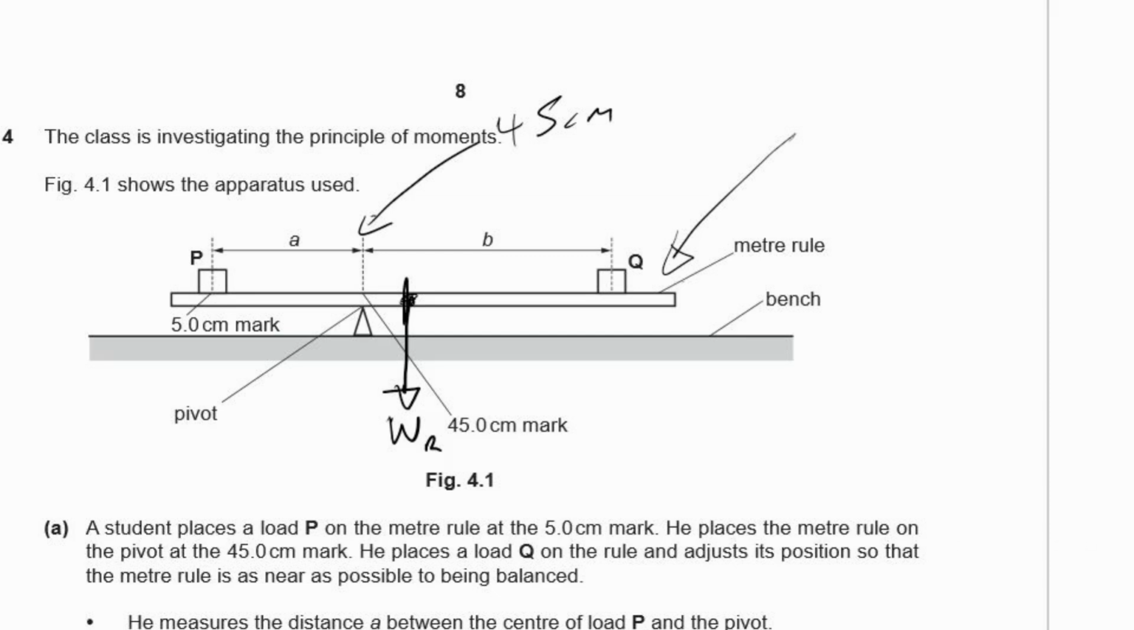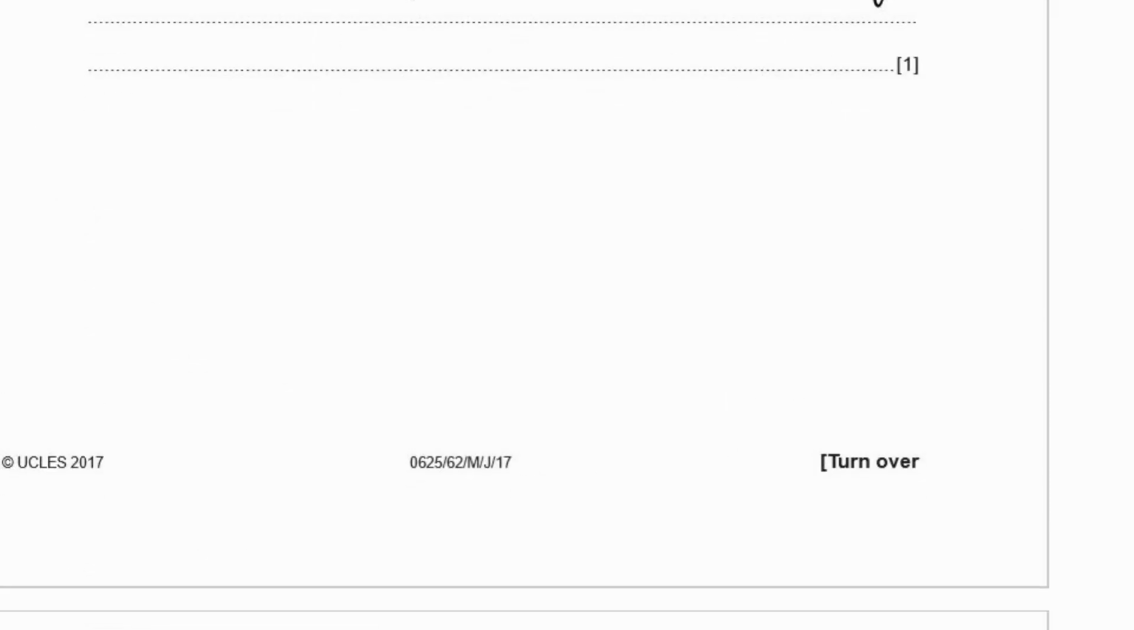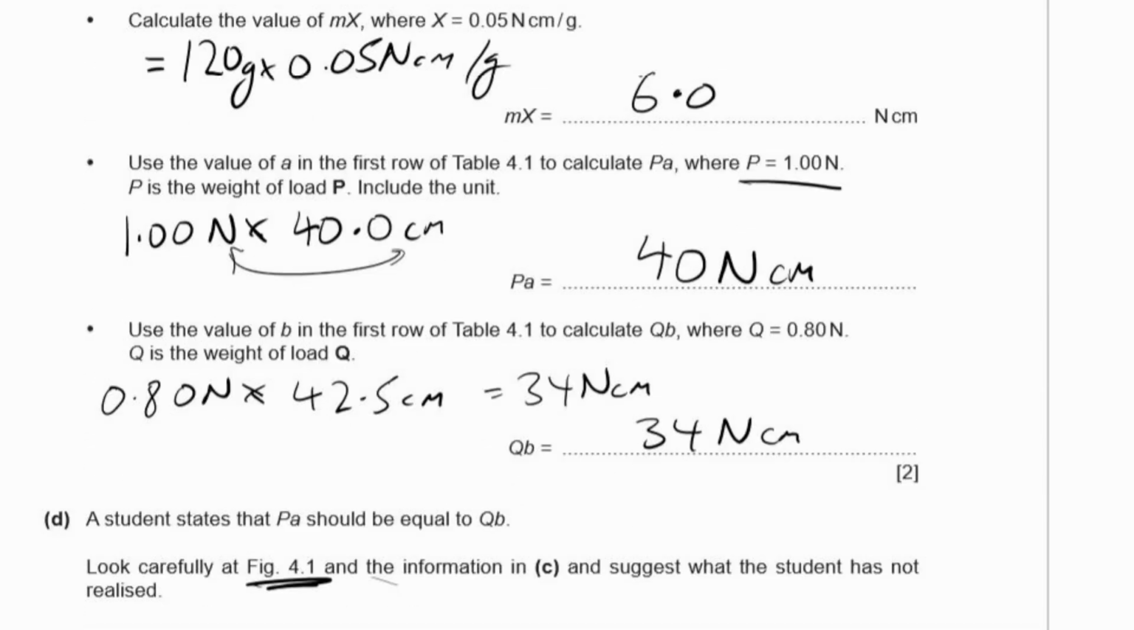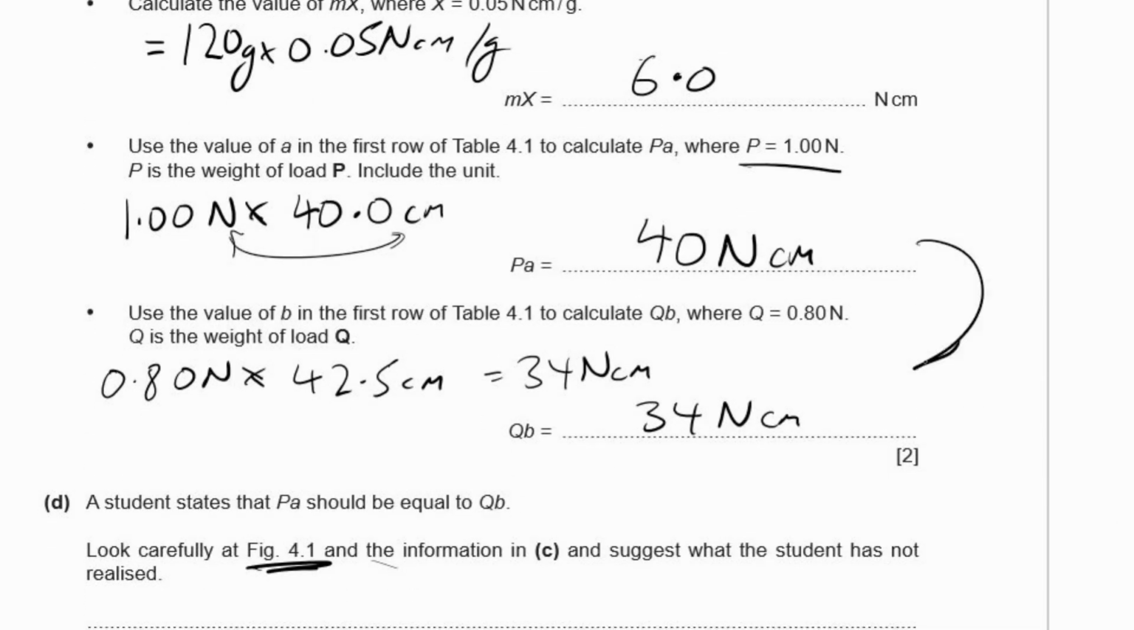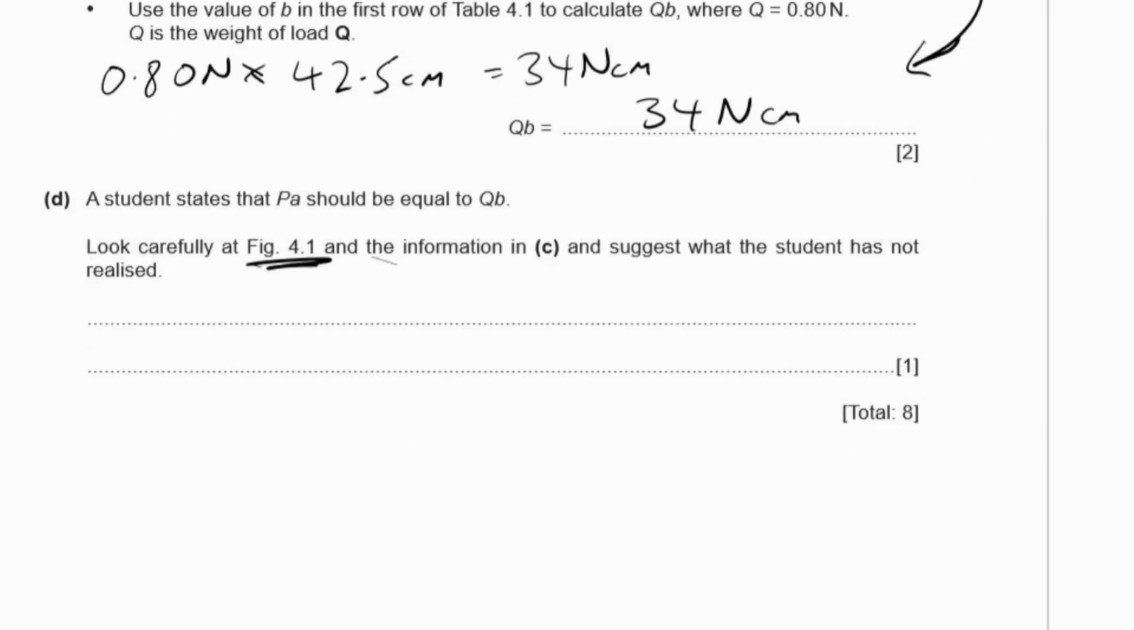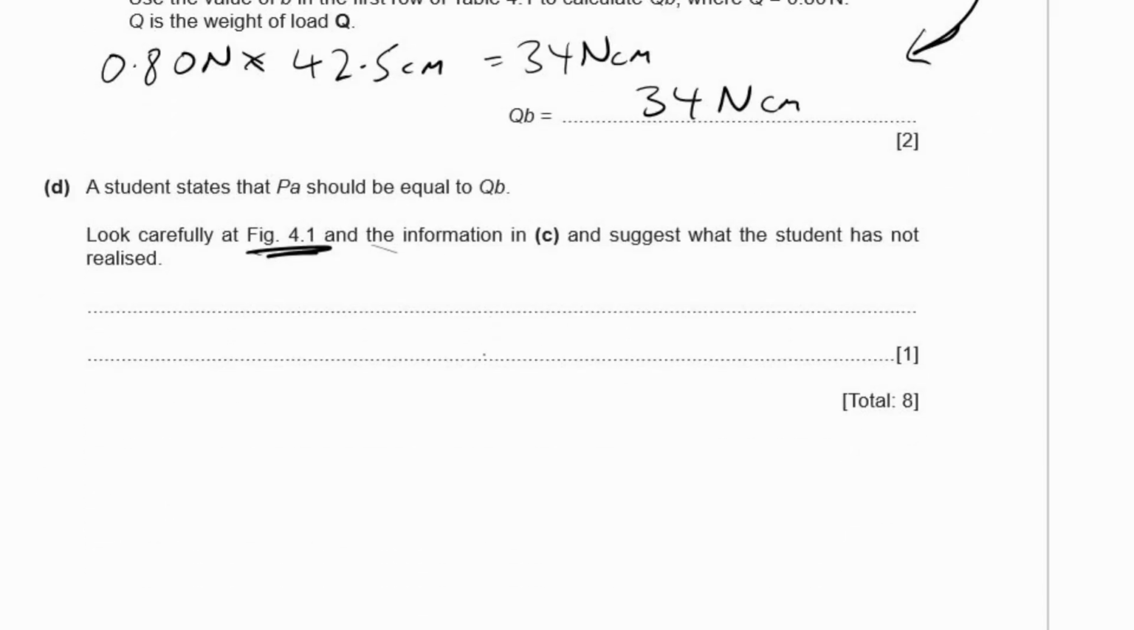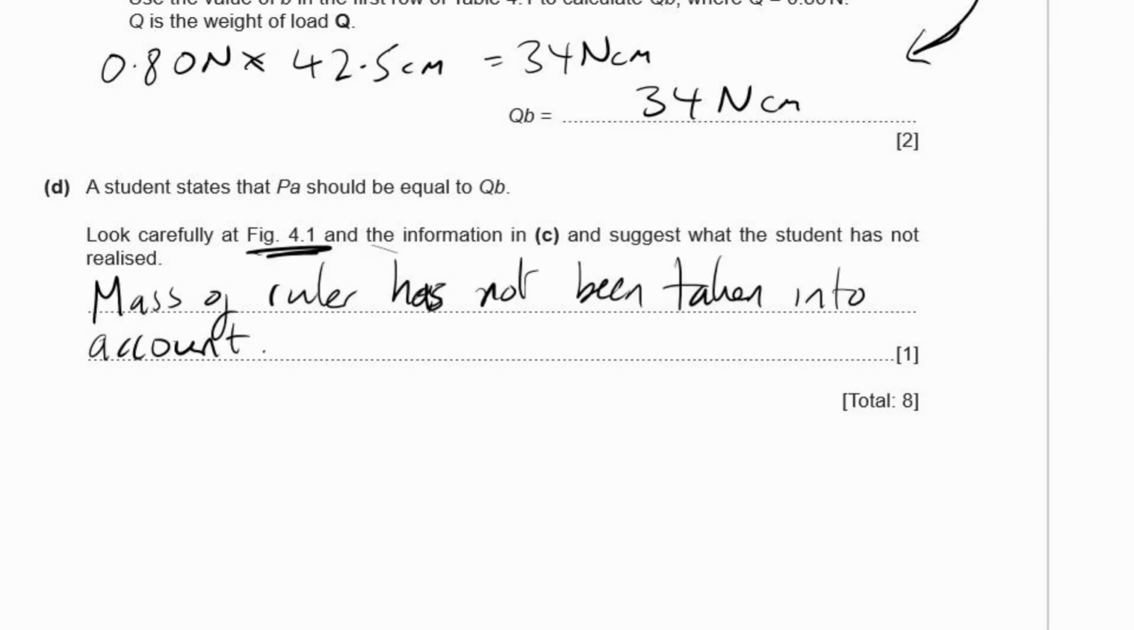Because it's clear, if we come back down, that these two values here are not equal to each other. 34 and 40 are not equal to each other. Why not? Because the student didn't take into account the mass of the ruler in his calculations. There we are. Let's move on to the next question.